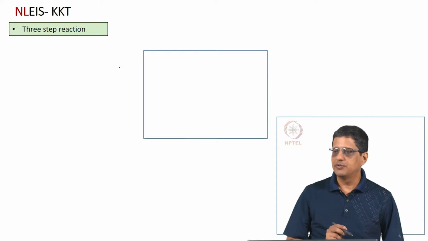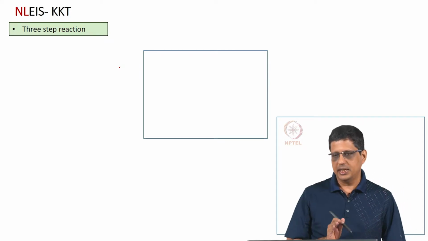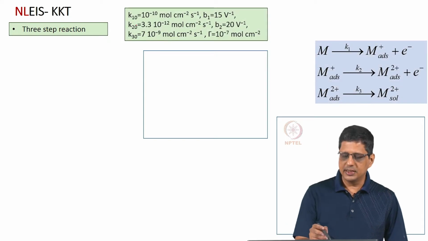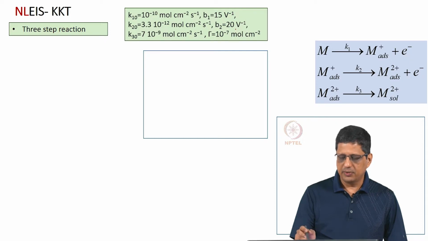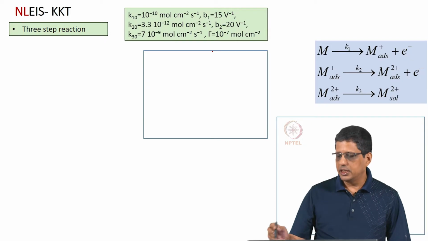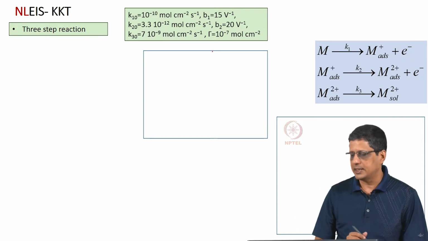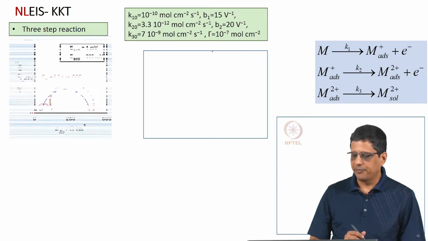Next example is for a 3-step reaction, 2 adsorbed intermediates. So, the mechanism we have seen this, kinetic parameters we write it as 10 power minus 10, 15 for the first reaction, 3.3 10 power minus 12 and 20, 7 10 power minus 7, and of course third reaction is a chemical reaction. So, there is no B corresponding to that, and gamma is 10 power minus 7 moles per centimeter square.